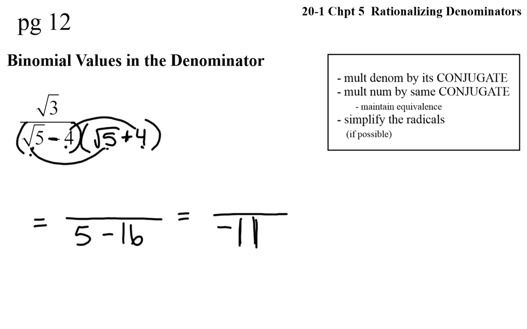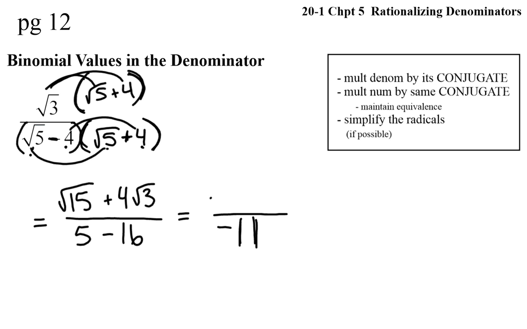No radical, we're happy. Finish it off by making sure whatever you did to the bottom, you do to the numerator. So we multiplied by root 5 plus 4. So we multiply by root 5 plus 4, making sure that we're following the distributive property. And we end up with root 15 plus 4 root 3. Root 15 can't be simplified. 4 root 3 can't be simplified. So there's what we can have in terms of radicals at this point.